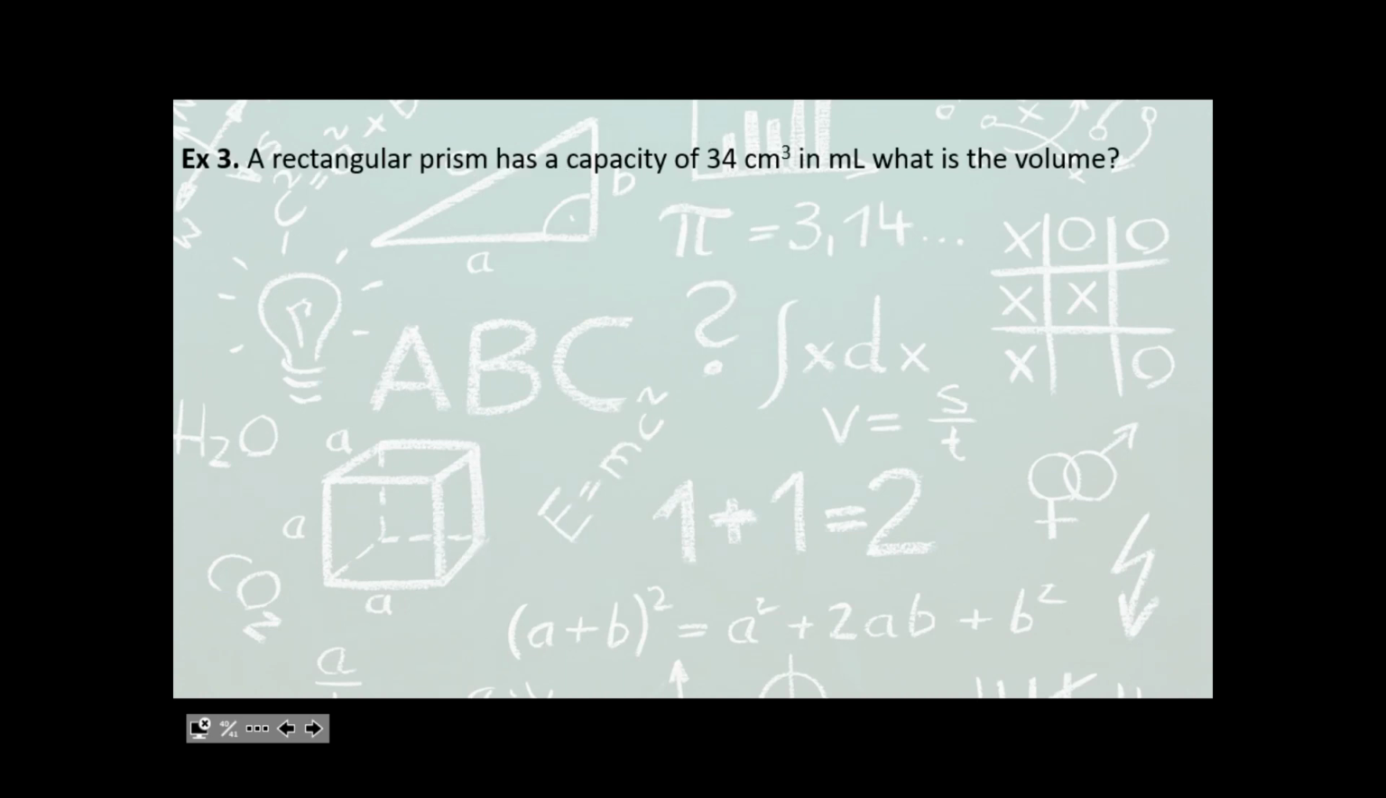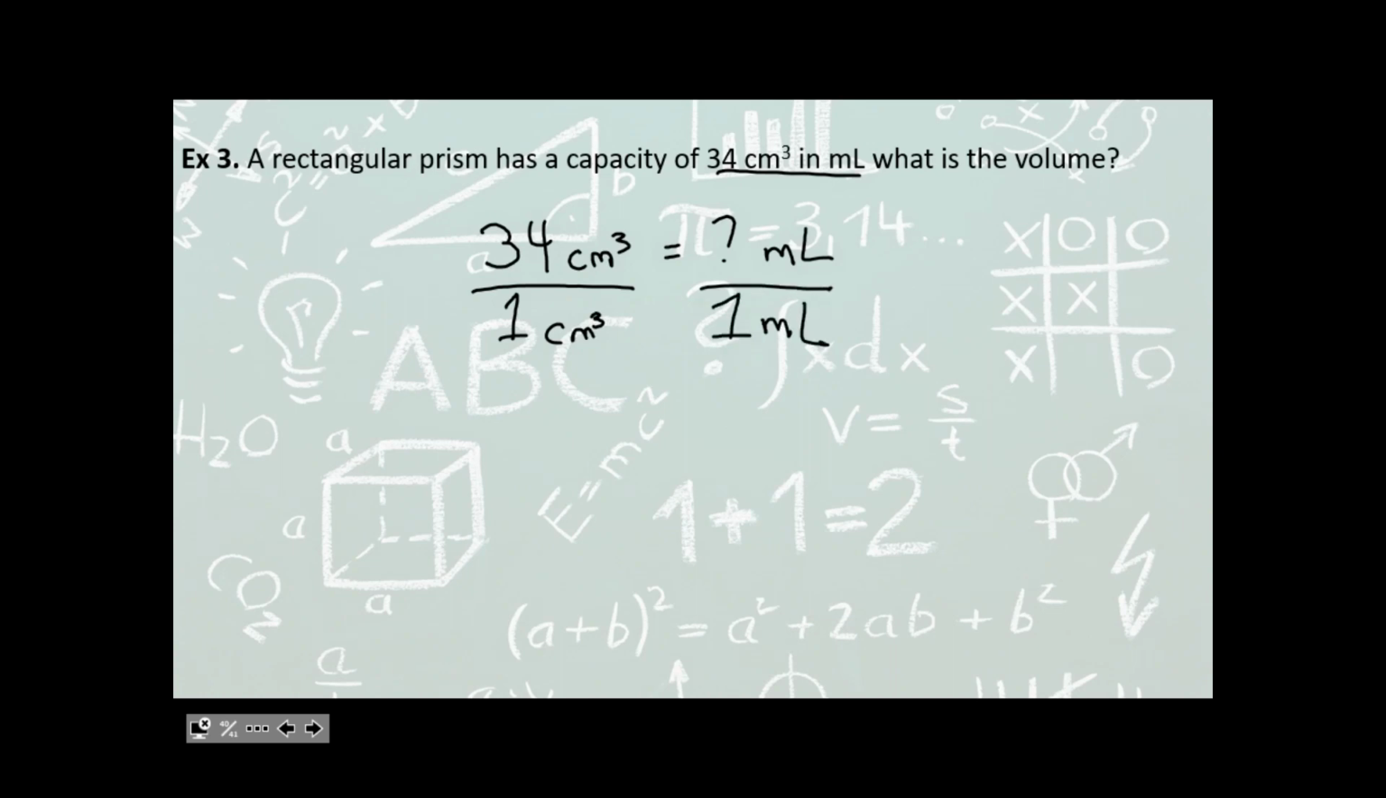All right. Next one says a rectangular prism has a capacity of 34 centimeters cubed. What is that volume in milliliters? If I go check my formula sheet, it tells me 1 centimeter cubed is equal to 1 milliliter. Well, if I look at this, this is just a 1-to-1. So even if I cross multiply and divide, my volume is still going to be 34 milliliters.